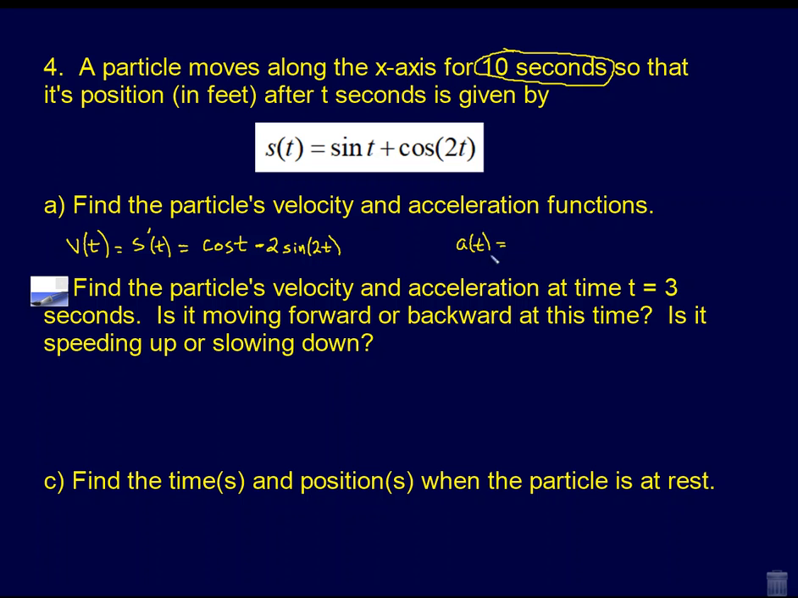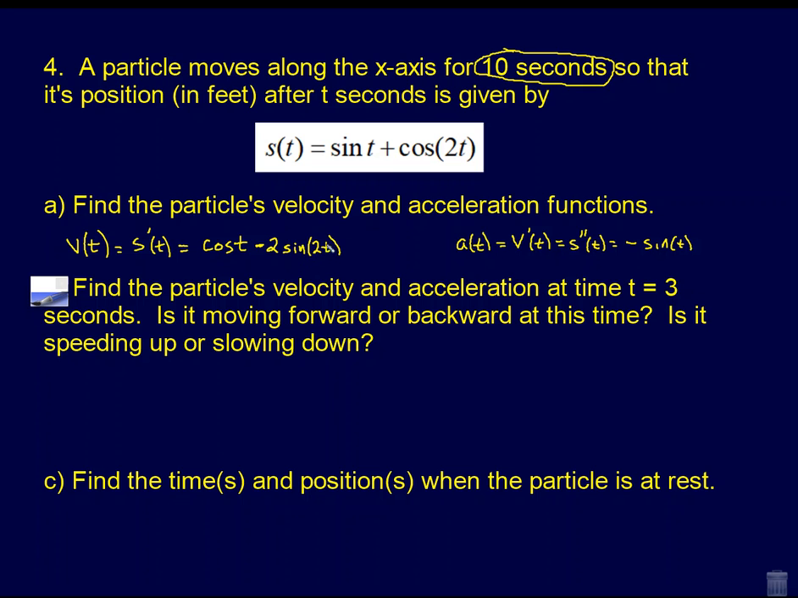Now, acceleration tells us how fast the velocity is changing. Like maybe the particle is going from 1 foot per second to 3 feet per second, and therefore it's accelerating. That's the rate at which the velocity is changing, and so that's going to be its derivative, but it could also be thought of as the second derivative of the position function. So let's again work out the derivative of the velocity function. The derivative of cosine t would be negative sine t.